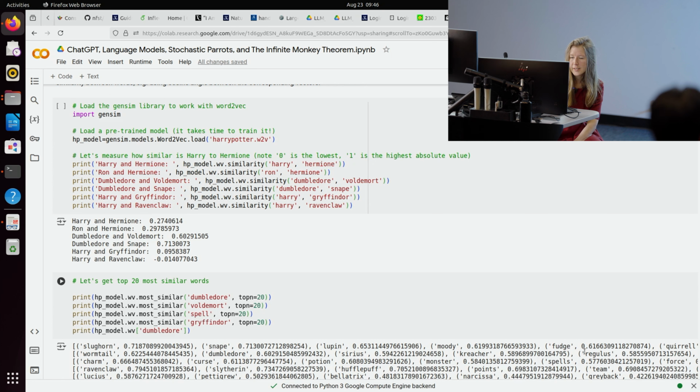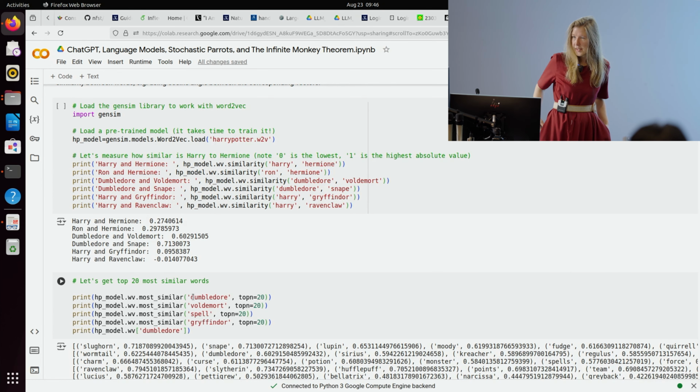So you see that because these words correspond to character names, we also retrieve character names, although we did not incorporate this explicitly. There is nothing in the model that says that Dumbledore is a particular character. It's just one of these several thousands of words for which we have vectors.